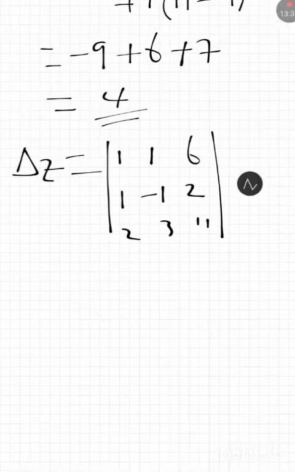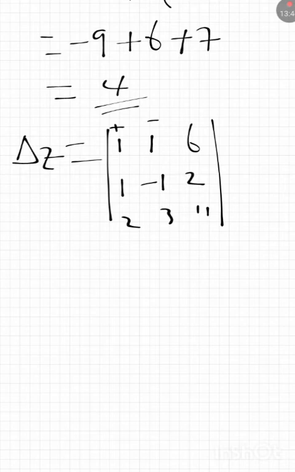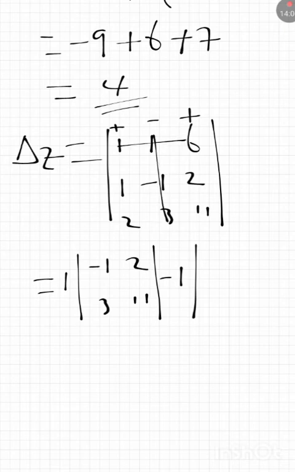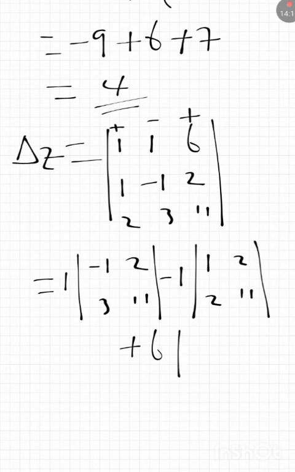So we are going to find the determinant of this. First, we have plus, minus, plus. Now we are going to use 1 to multiply. So I have 1 into, we cancel the row and the column. So I'm left with minus 1, 2, 3, and 11. Then the next thing is minus 1 into the column and the row will be cancelled. 1, 2, 2, 11. And then plus 6 into the column and the row will be cancelled. I'm left with 1, minus 1, 2, 3.